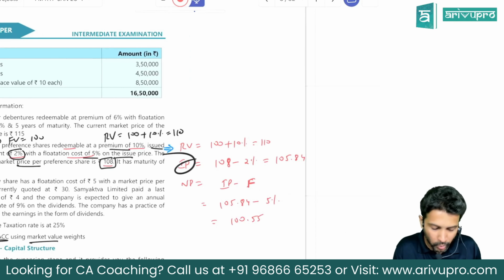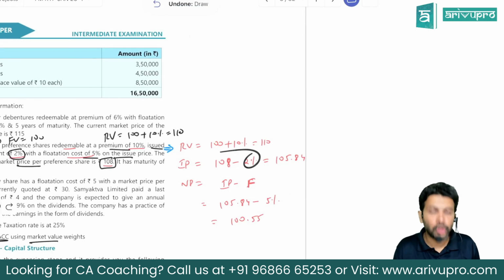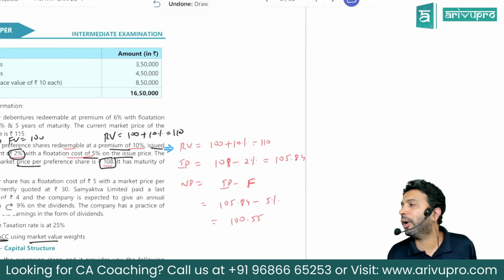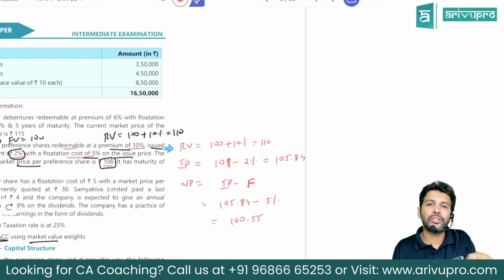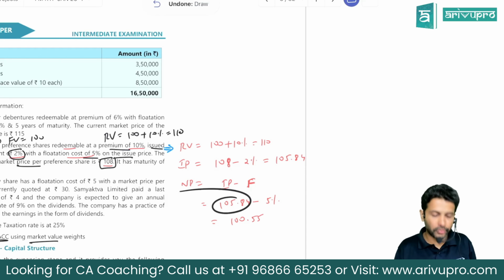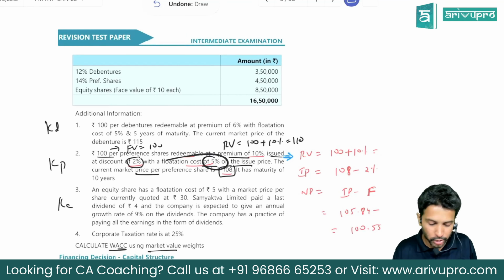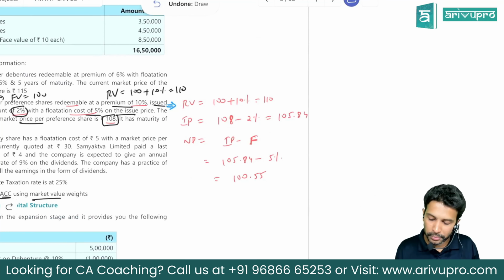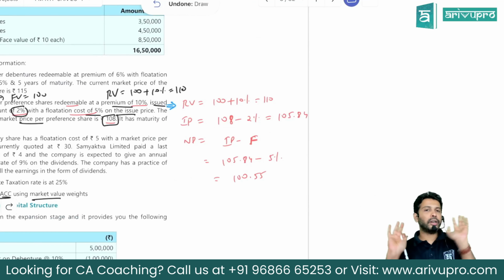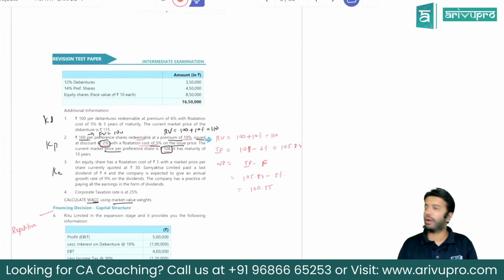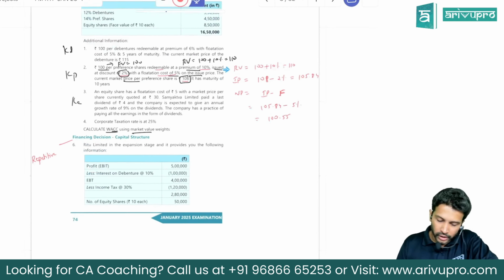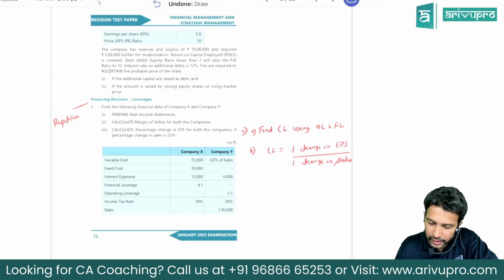So the issue price will be market price minus 2% discount, which is 105.84. That is the issue price. Do you want issue price or net proceeds? Net proceeds. How do you get net proceeds? From the issue price, you have to reduce the flotation cost. Issue price is 105.84 and flotation cost is 5%. So reduce 5% and you get NP. That's all you need to do. Rest everything is just plugging into the formula. Nothing much in this particular question. Okay? Now this question is also the same, repeat.